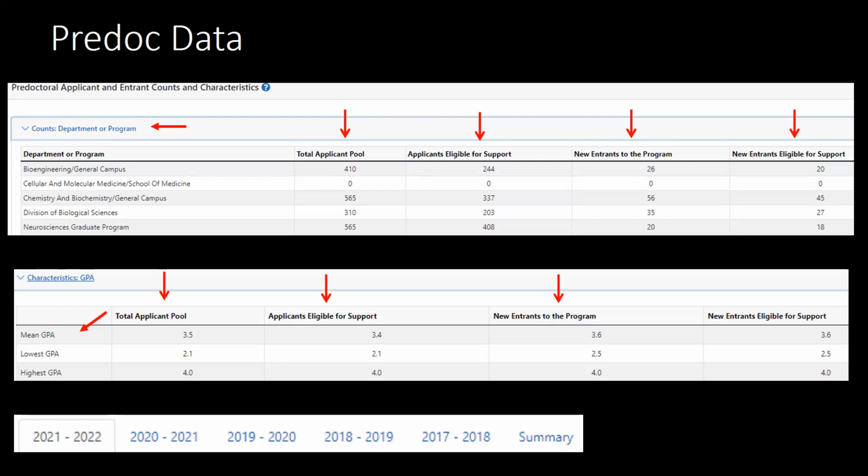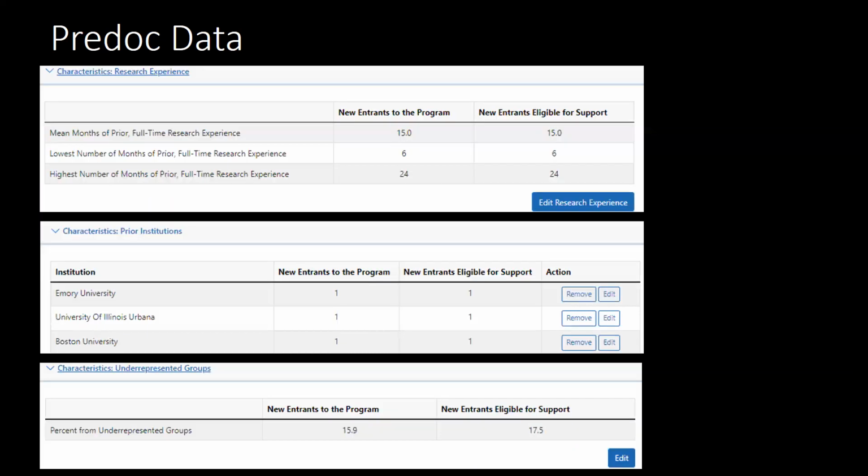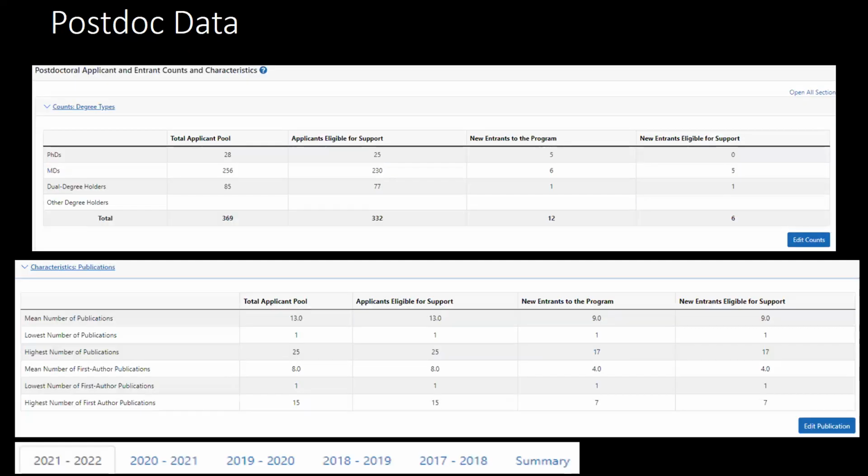So again, it's a ton of data. Again, they ask for those months of prior research support, the prior institutions. Now this one is even more time intensive, because you have to go in, add each university separately, and then add, okay, we took one trainee in from Emory, and yes, he was a citizen and he was eligible for support. And then you have to put the URM numbers in there, of course.